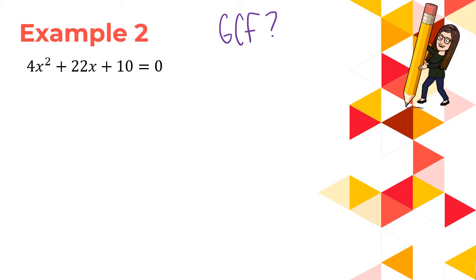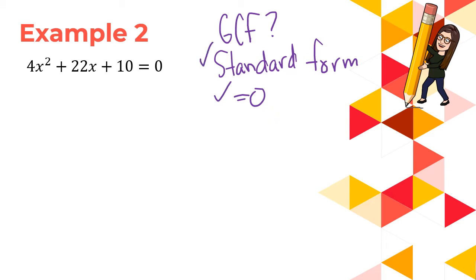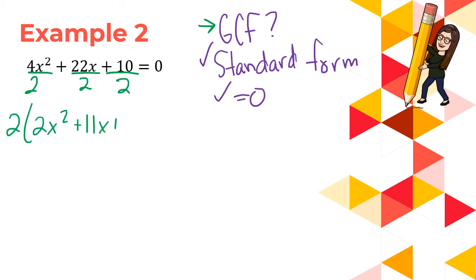Ooh, there is. And second of all, is it in standard form? We should maybe think of standard form first, actually, but the order doesn't matter. It's in standard form, and it's equal to 0. Check, check. Ooh, let's work on that GCF. Okay, so GCF, what can I divide out of all three terms? A 2. So if I divide a 2 out, I'm left with 2x squared plus 11x plus 5.